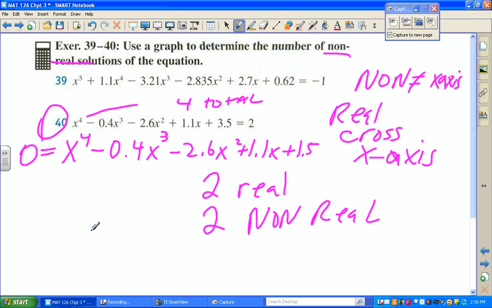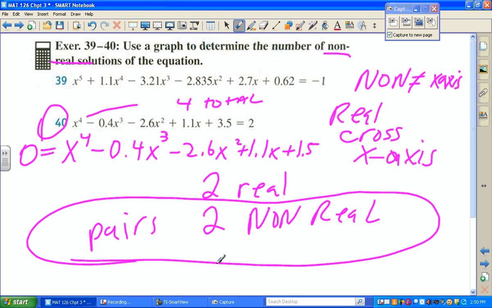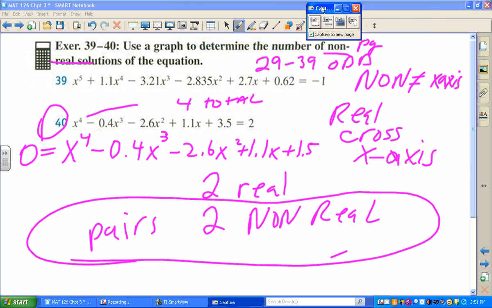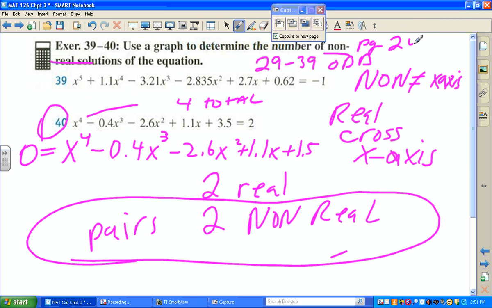2. They always come in pairs. Remember the double date? They always come in pairs. That question just asked to find out how many real and how many not real. Use a graph to determine the number of non-real solutions. Good. All right. So you're supposed to go from 29 to 39 odd, right here circled. 2 non-reals. What page are we on? 248 and 249. 29 through 39 odd.